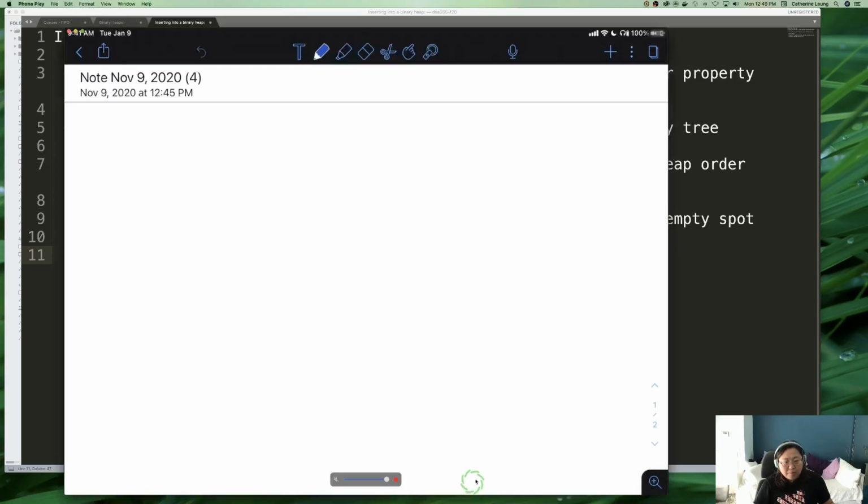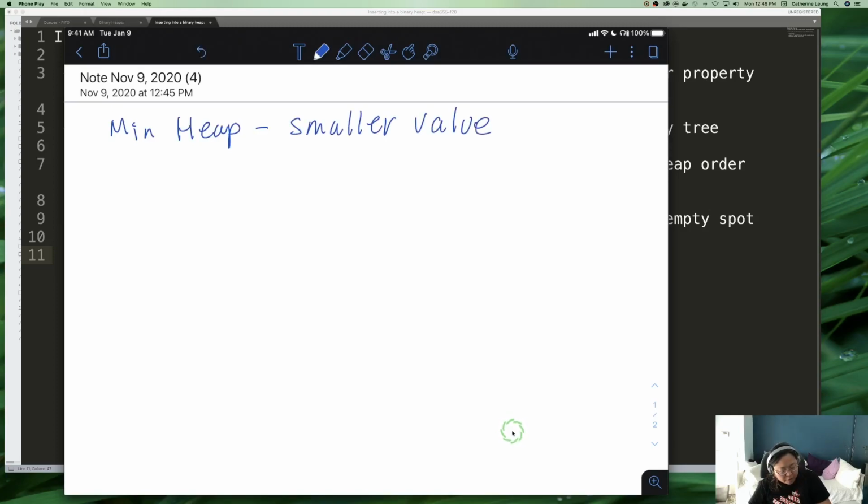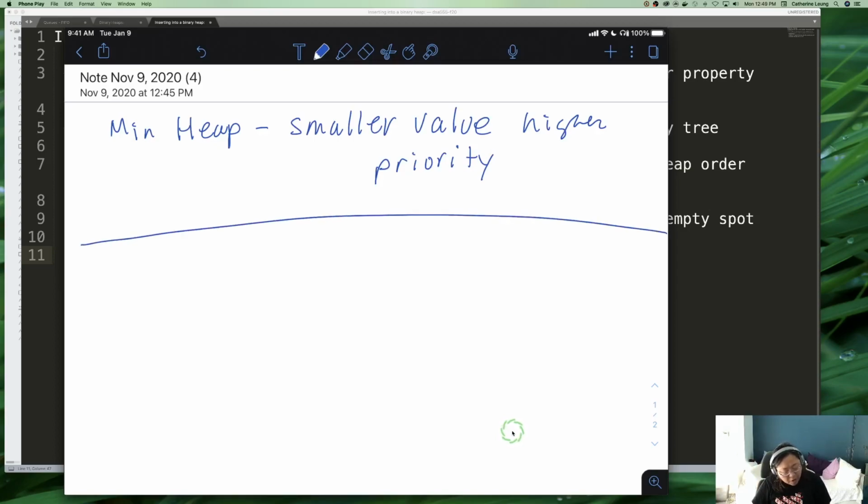Okay, so let's take a look at how this actually works in action, because a picture's worth 1,000 words, right? So we're going to be using a min heap here, which means smaller value has higher priority. So this is important because we need to define what priority means. In other words, 1 has a higher priority than 10, which has a higher priority than 20. Okay, now let's put our data in. So keep this in mind: smaller the number, higher the priority.